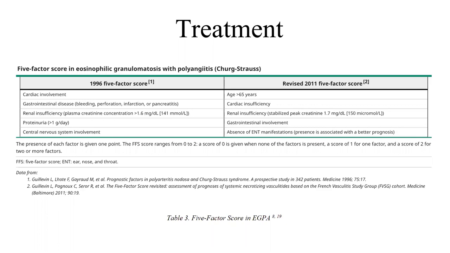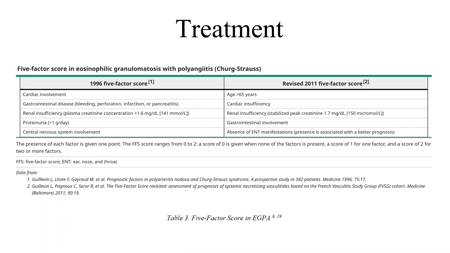So in terms of treatment, deciding prognosis and when to start treatment and what agents to start with, you use the five-factor score. This is basically a scoring system used on different presentations of the disease. It was first developed in 1996 and was revised in 2011. You're looking at age, cardiac disease, renal insufficiency, GI involvement, and absence of ENT manifestations, because the presence of that is a better prognosis.